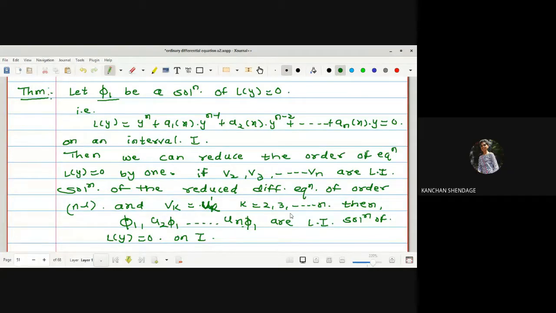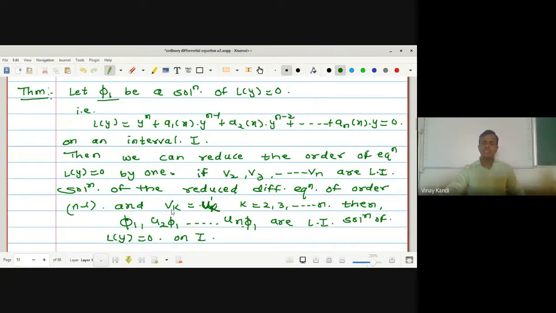Okay, what is the relation between vk and uk? vk is equal to uk dash. k runs from 2.